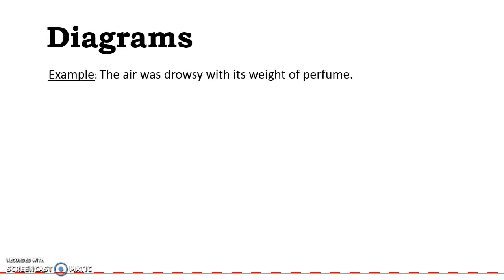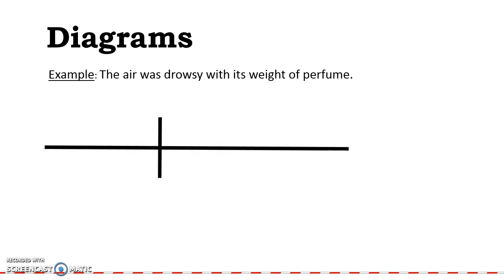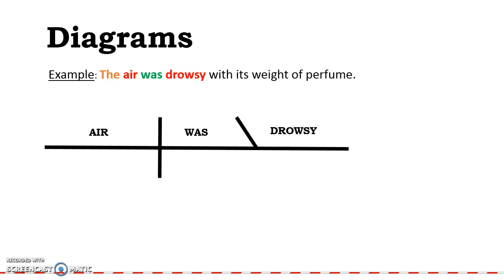Let's go back to that sentence we were looking at a moment ago. The air was drowsy with its weight of perfume. I draw my baseline, my vertical line. Then I ask, what's the verb? Was. That's our linking verb, so that goes right where we put every verb. Who or what was drowsy with its weight of perfume? Air. That goes in the subject spot. Now, the subject complement is the thing that's being linked to the subject by the linking verb. So here that's drowsy, and we put that after our backwards leaning slanty line.